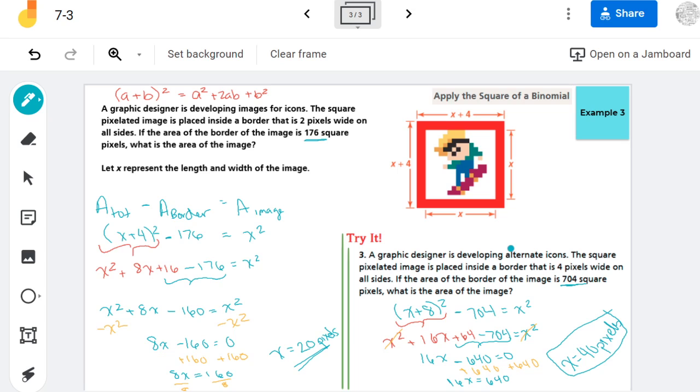Wow. Alrighty, so there we have it, guys. That was how to apply the square of a binomial.